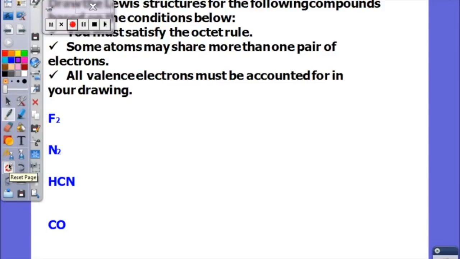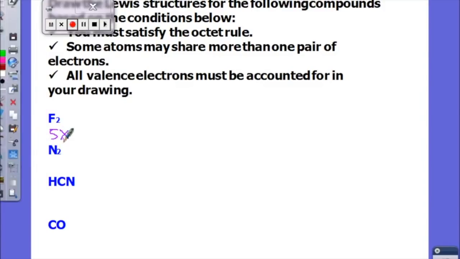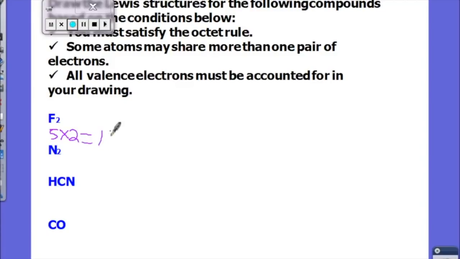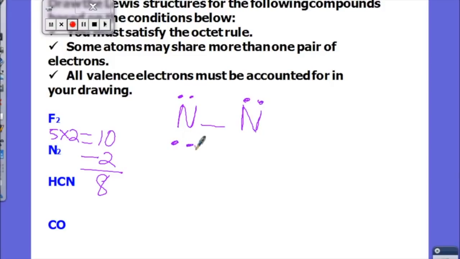Total number of valence electrons: nitrogen is in group 5A. It has 5, times 2 gives you 10. You place your nitrogens and then you connect them with a single bond. Subtract 2, you have 8 left to distribute. So I have 2, 4, 6, and 8. So I have used all 10 valence electrons.